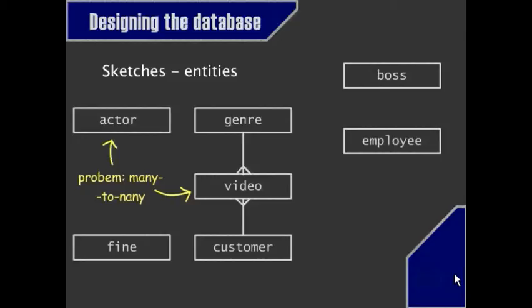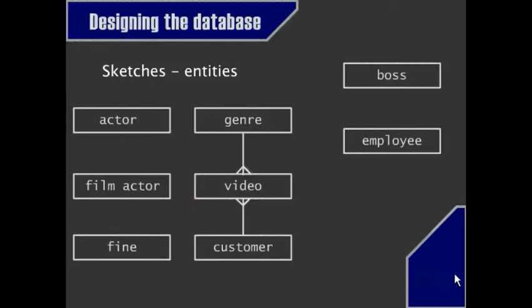The problem here is the fact that we have many actors and many videos. So we could have, for example, an instance in which the same actor appears in different videos, but the same video also contains many actors. So we have a problem here with the structure.